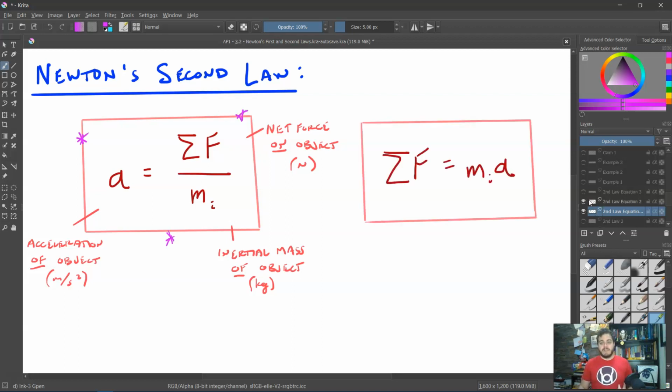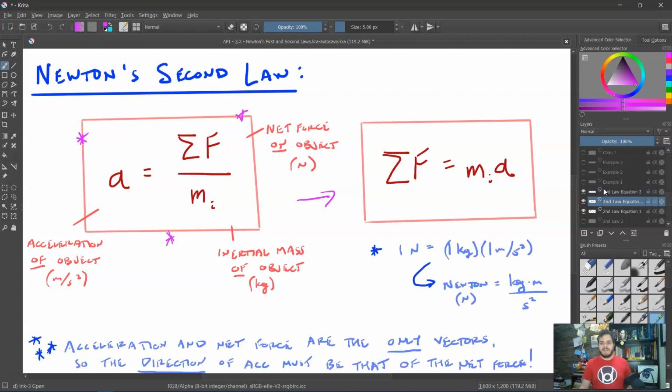But usually, you'll actually see it written like this. Now notice it's the exact same equation. We've just multiplied the inertial mass across, so we have F, or sigma F, equals ma. Force is equal to mass times acceleration. Now specifically, we're talking about inertial mass, and we're talking about the net force.